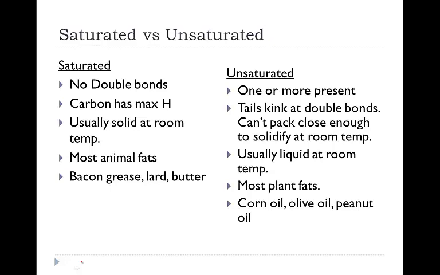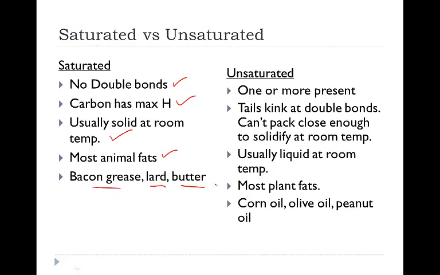So a saturated fat or oil would have no double bonds. It carries the maximum number of hydrogens, and every carbon would have a single bond in the fatty acid tail makeup. So maximum number of hydrogens. And this tends to be solid at room temperature. On the next slide, I have a visual that helps you understand how that is possible. And these are usually animal fats. And examples would be bacon grease, lard, and butter.